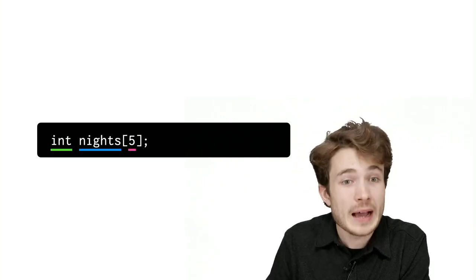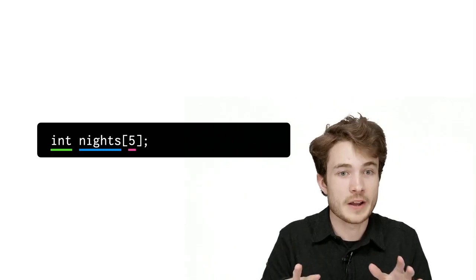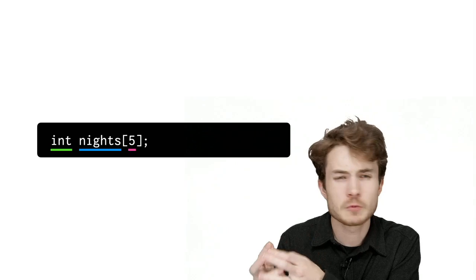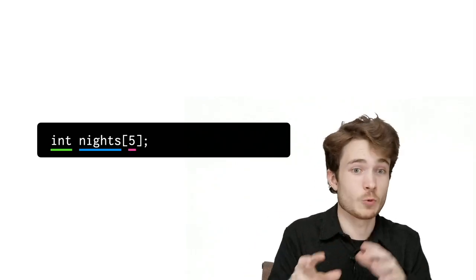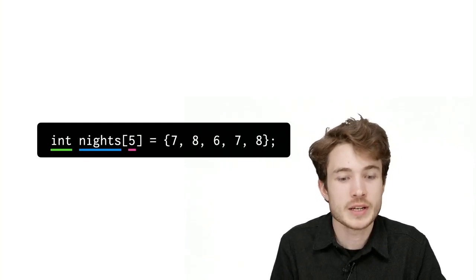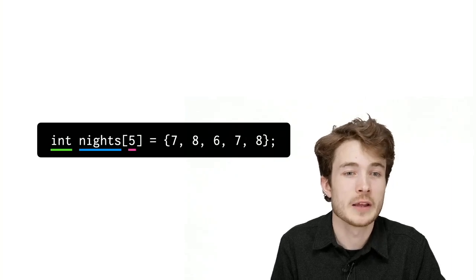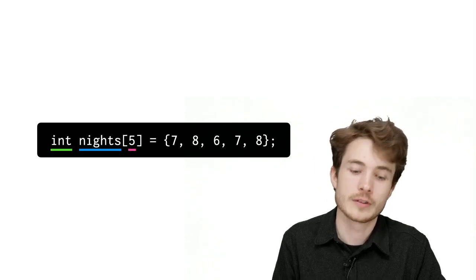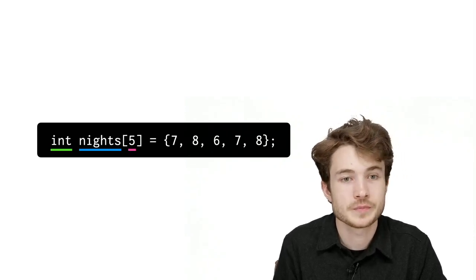Now, if we wanted to add items to this array right off the bat, let's say we wanted to create the array, that is, declare it like we did here, telling C what type it is, what its name is, how many elements it has, and also initialize it with some values, we could do it with this syntax right here, using braces, followed by the values we're going to input into that array, separated by commas. So 7, 8, 6, 7, 8.